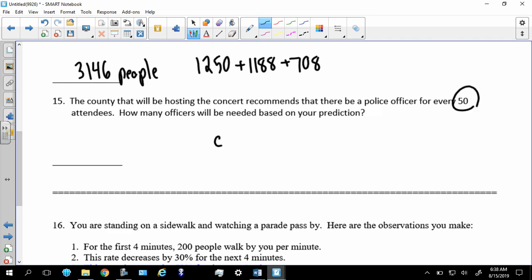Now, the county that will be hosting the event recommends there be a cop for every 30 people. So I'm just going to put cops over people. So 1 cop over 30 people is equal to x over the total, which is 3,146. Cross multiply and solve, you get roughly 105. I think it rounds.